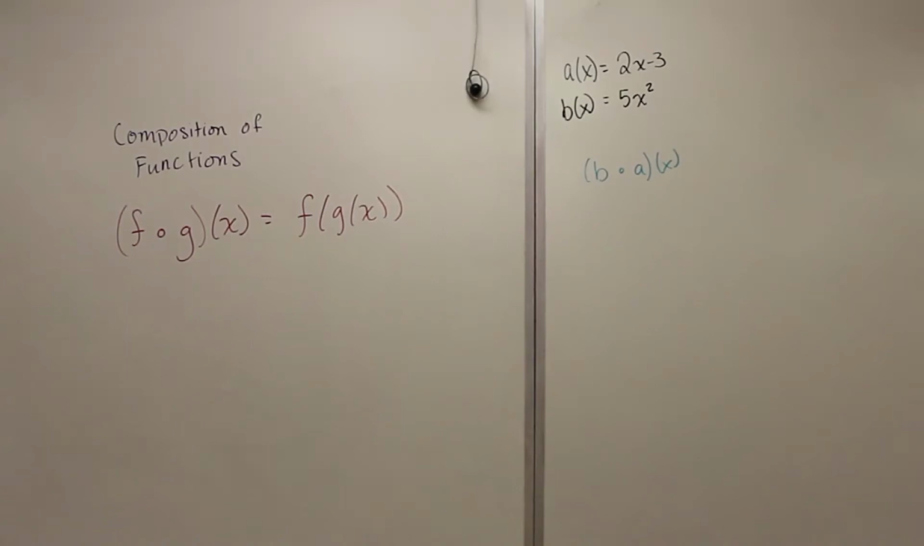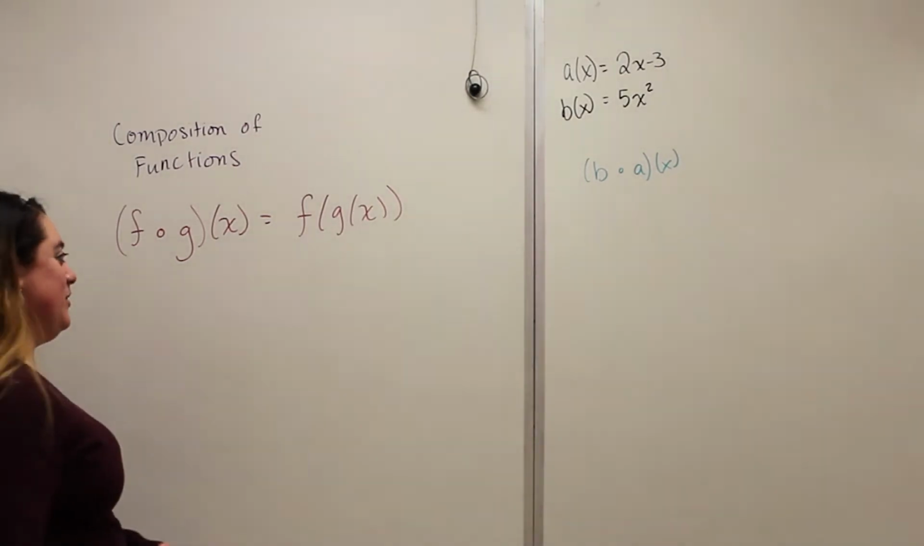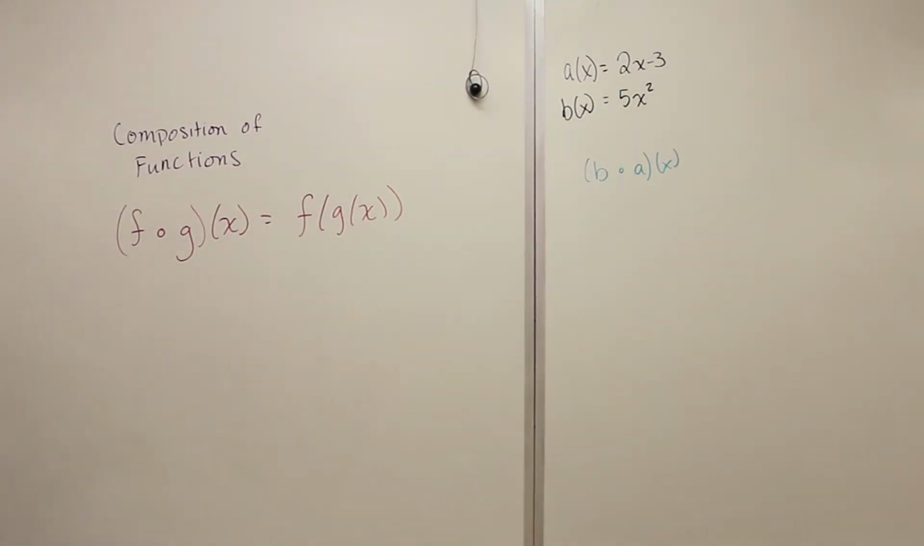We have one more operation that we can do with functions, and this is probably one that's brand new to you. It's known as the composition of functions. Essentially what we're doing is we're taking a function, plugging it into another function to create a new function. I know that's the word function a lot. So there's two ways of writing this.